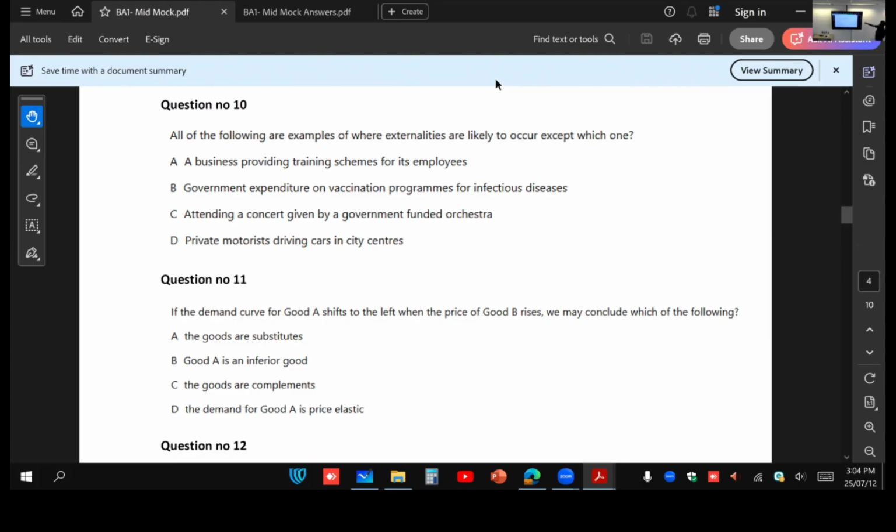Right, keep it aside. So select which one? All of the following are examples where externalities are likely to occur, except which one? A business providing training schemes for its employees. Externalities is there. Government expenditure on vaccination programs for infectious diseases. Correct? Attending a concert given by a government-funded orchestra.